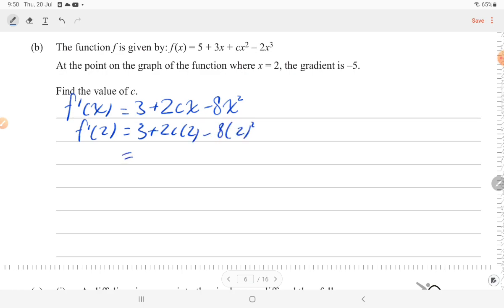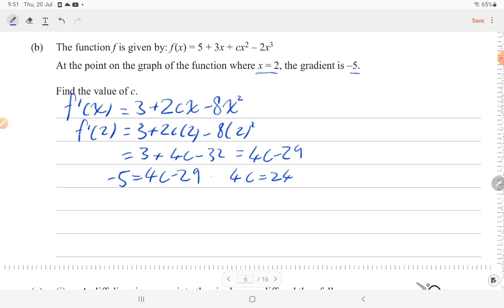So take away 6 times 2 squared is take away 6 times 4, which is take away 24. 3 plus 2 times c times 2 is 4c, take away 24, which is equal to 4c take away 21. And at this point, where x equals 2, f dash 2, the gradient is negative 5. Negative 5 is equal to 4c take away 21. So 4c equals 16. C is equal to 4.